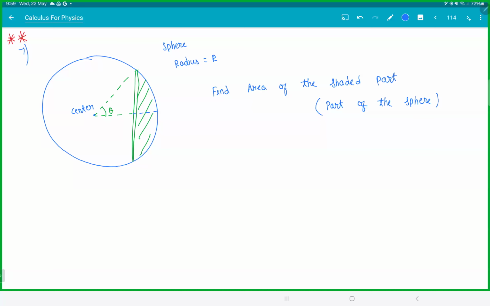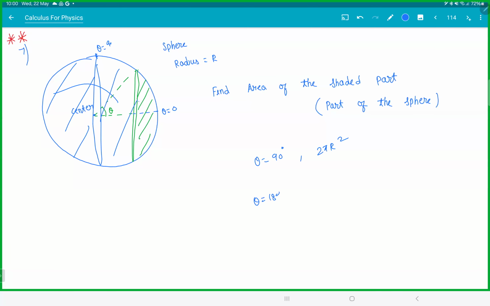To make it a full sphere, theta should be how much? Look, if you want a full sphere, theta should be completely till here, no? You're getting this? See, at this point, theta is 0. Here, theta is 90. So if you put theta equal to 90, what will you get? Theta equal to 90 will give you a half sphere, isn't it? The answer should be 2 pi r square. If I put theta equal to 180, it means you have completely gone this side, so it will be a full sphere, no? The answer should be 4 pi r square.